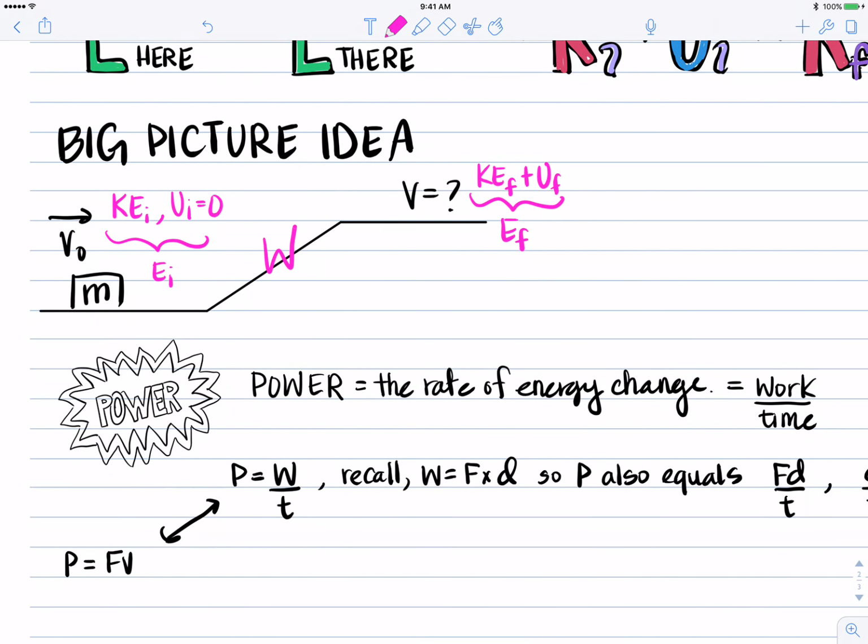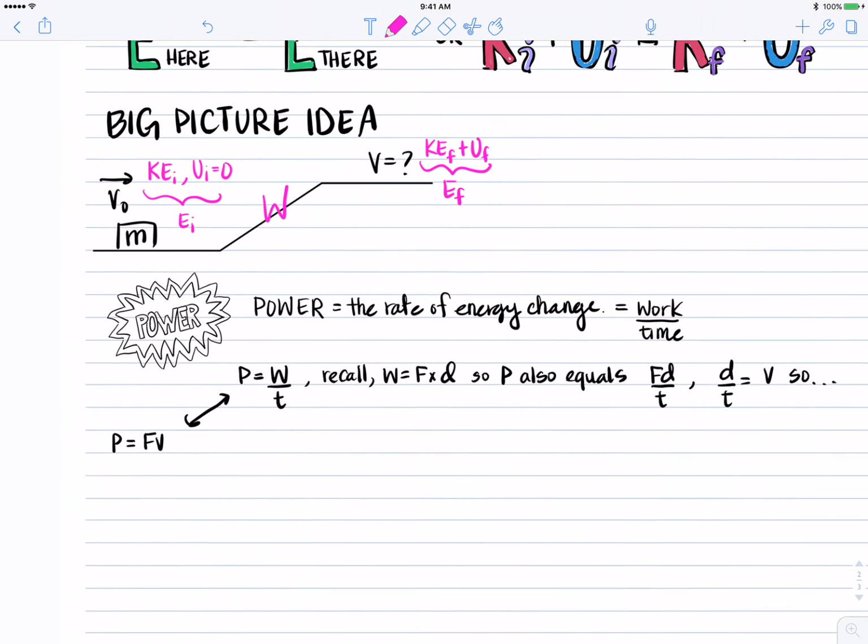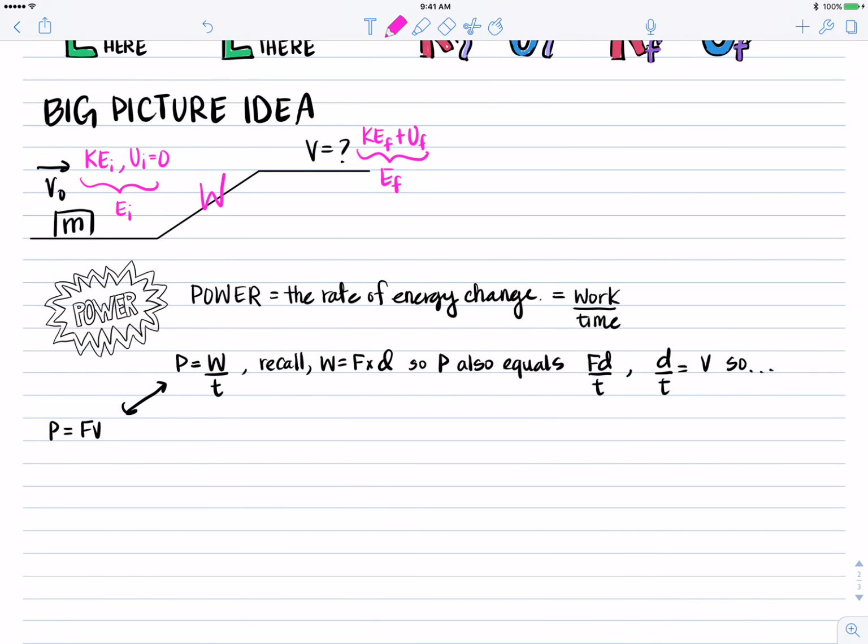The last thing that we saw in our packet was this discussion of power. Power, woohoo! So power is the rate of energy change, or it's the work done over time. So we have a formula here, power equals work over time, but work was also equal to F times d, so power also equals Fd over time. Recall from kinematics that d over t is velocity, so power equals force times velocity.